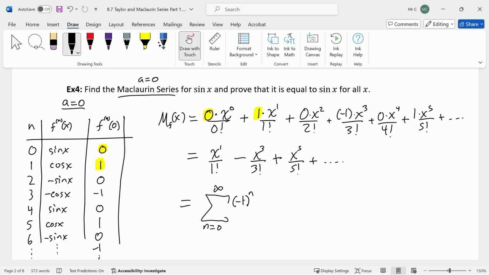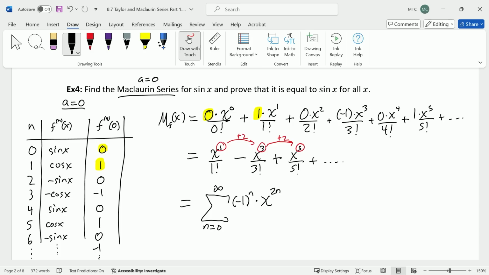When I plug in n equals 0, I get a positive 1, which is exactly what I want, times x to a power. Now, this is the tricky part. If I look at just the power here, I'm going up by 2 each step. And so that tells me my power should be 2 times a multiple of n. Except that it's got to be an odd number.